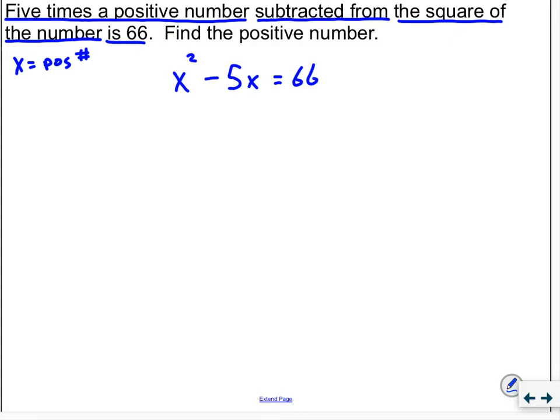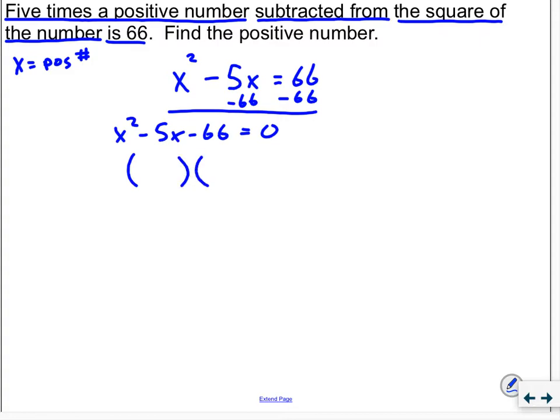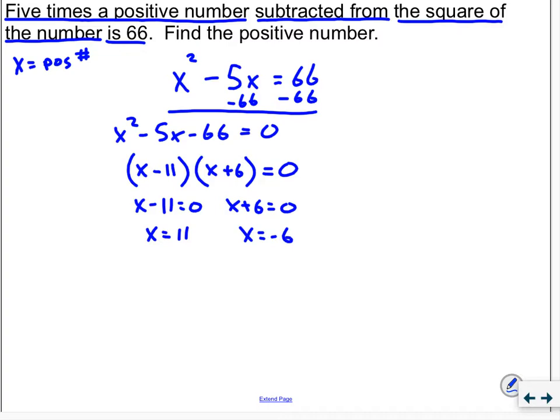So what I'm going to do is set it equal to 0 and factor. I think that's a nice thing to do right here. I'm going to show a couple different ways to solve it in this video. So now I'm going to do some factoring. Let's see, I'm looking for 2 numbers that multiply to negative 66 and combine to negative 5. How about x minus 11 and x plus 6? So now I use my zero product property. I'm going to get that x equals positive 11 and x equals negative 6.